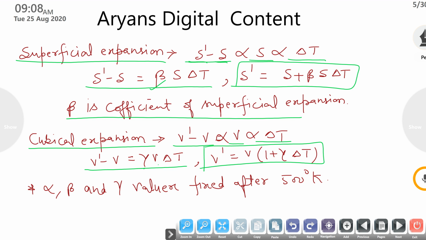Here one thing is to be remembered: alpha, beta and gamma are fixed values only above a certain temperature, and that temperature is 500 Kelvin. Below this temperature, alpha, beta, gamma may vary. These are constants but may vary. So their value becomes constant only after 500 Kelvin.